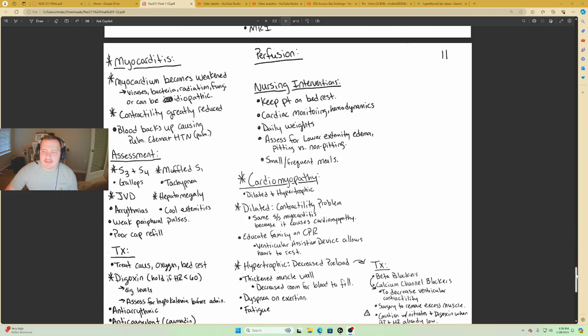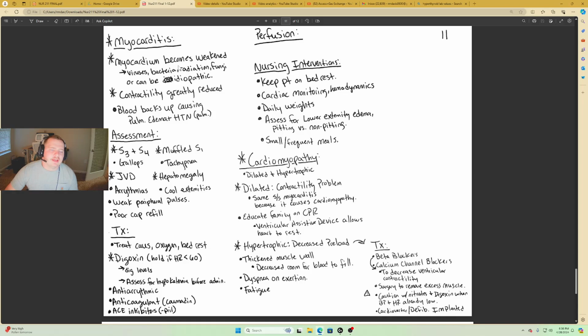Next is myocarditis. That is when the myocardium becomes weakened. That can be from viruses, bacteria, radiation, fungi, or just can be idiopathic. Contractility is greatly reduced with myocarditis, and blood backs up, causing pulmonary edema and pulmonary hypertension. So some assessment findings you'll see with this would be S3 and S4 heart sounds. Then you'll have muffled S1 heart sounds on auscultation.